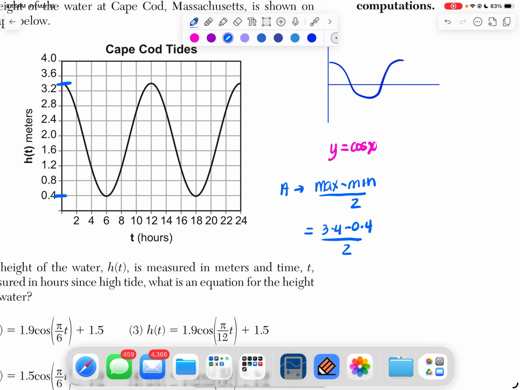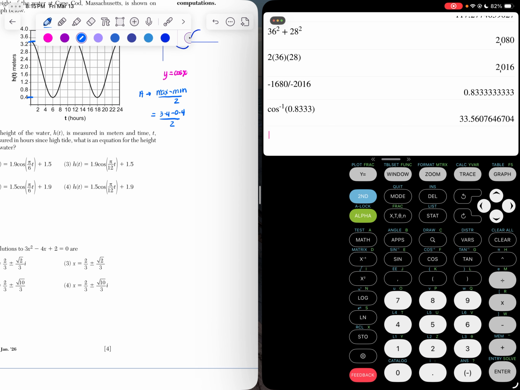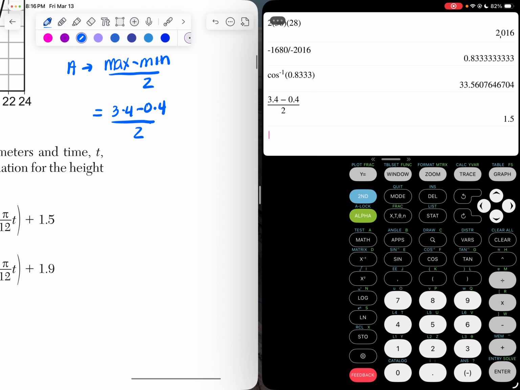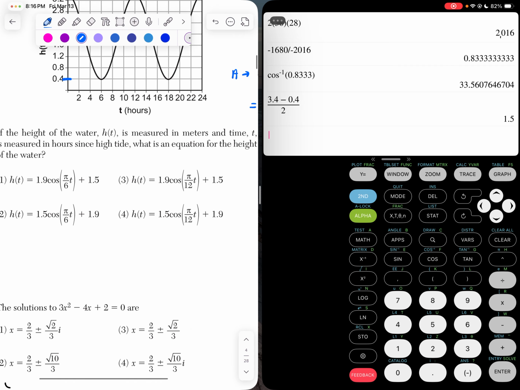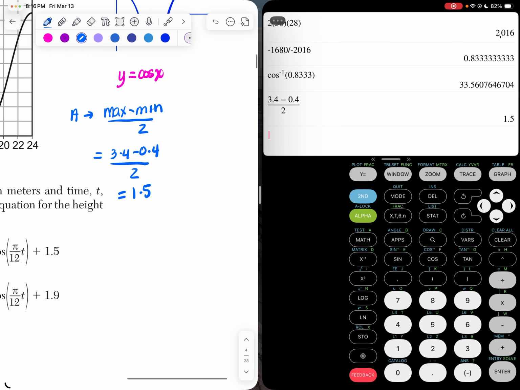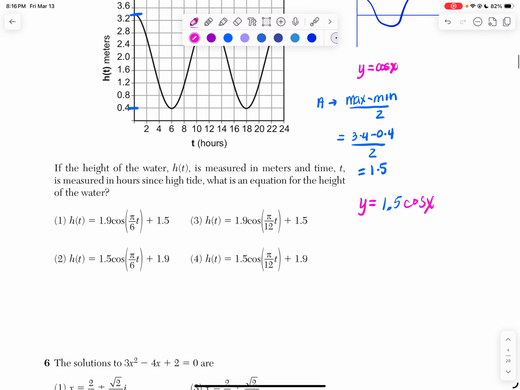So I'm going to pull up my calculator and let's do that calculation real quick. I enter 3.4 minus 0.4 and divide by 2. And now I get 1.5. So my amplitude is going to be 1.5. So my equation is going to look like y equals 1.5 cosine x. Okay, now we have our amplitude. We can cross out choices 1 and 3 because those have an amplitude of 1.9.